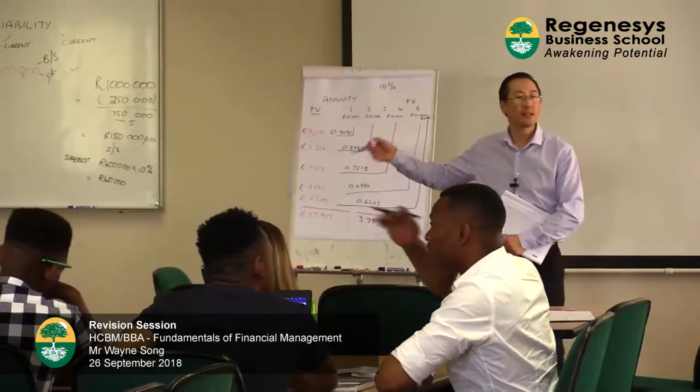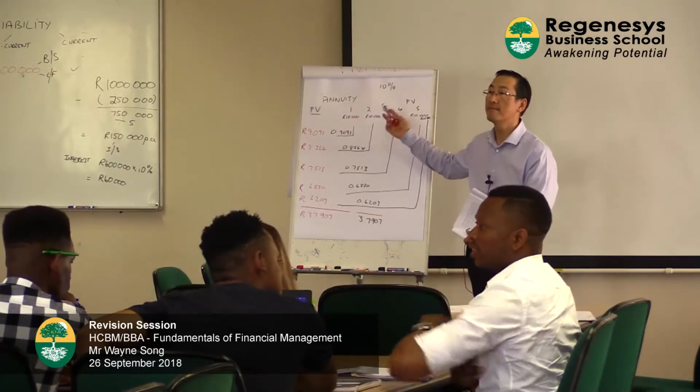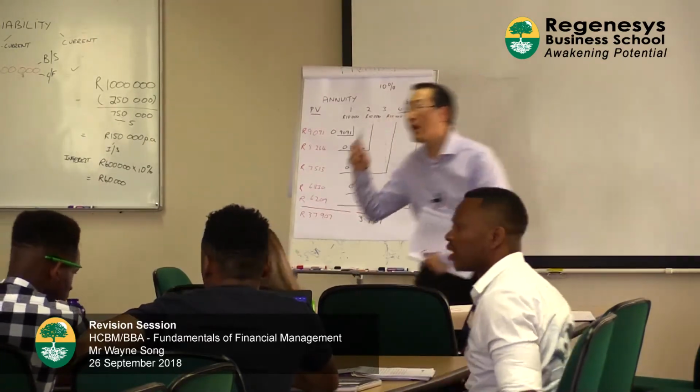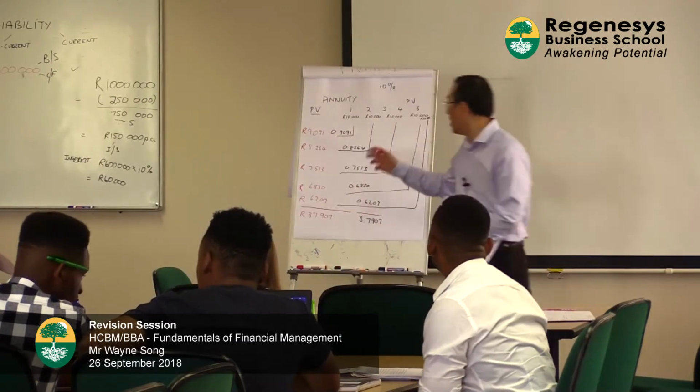Let's complete this. Are there any questions on this exercise? How do we get to that? The 37. Okay. All right.